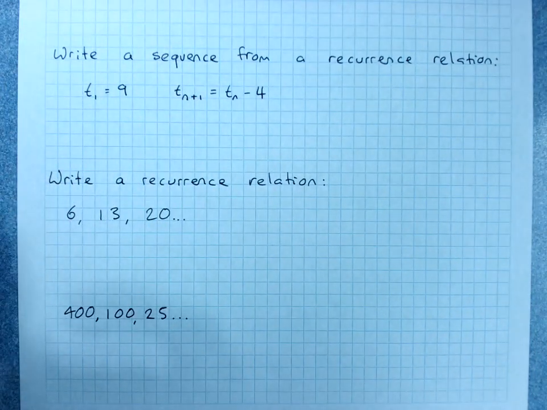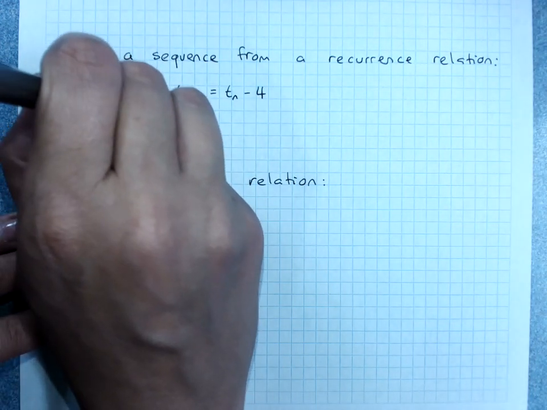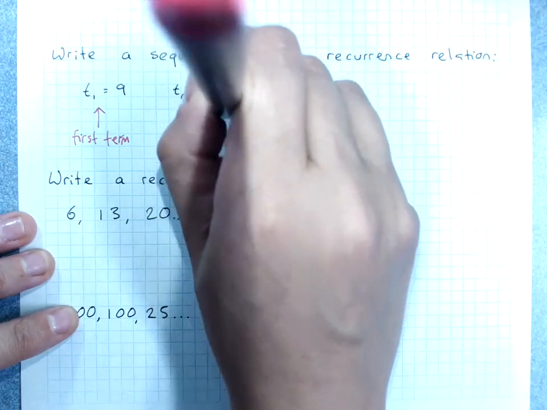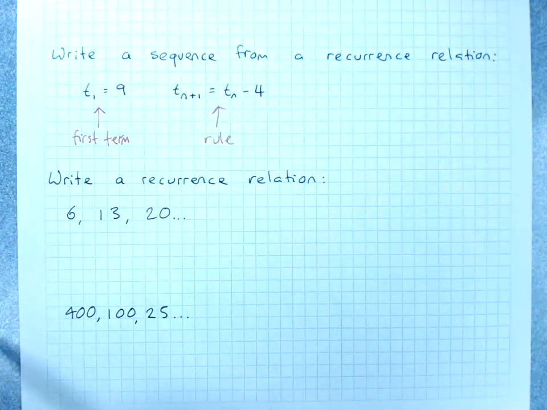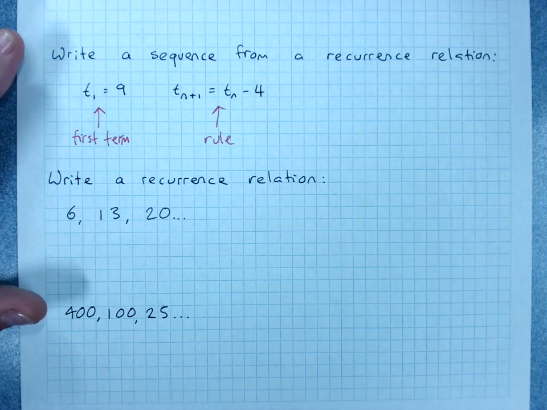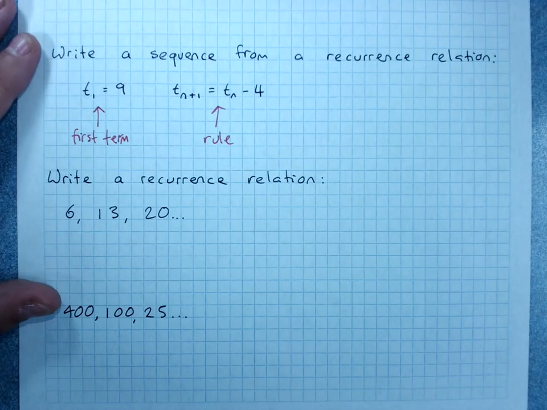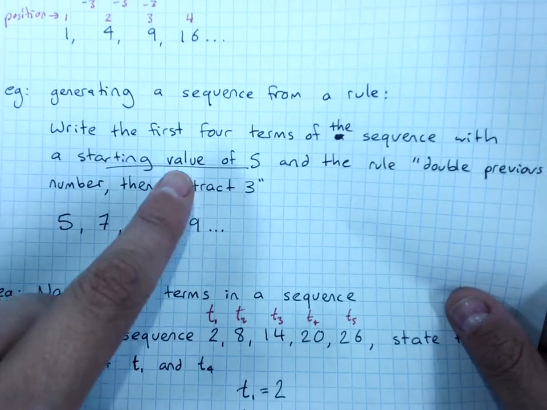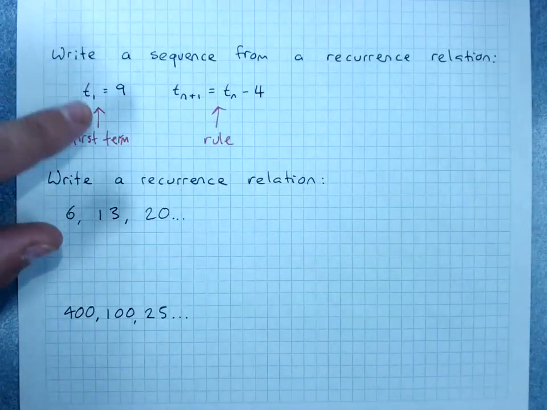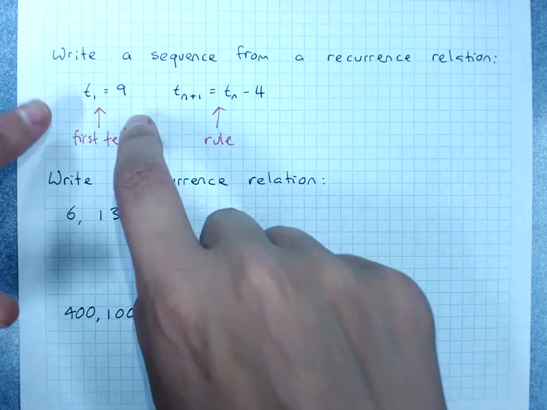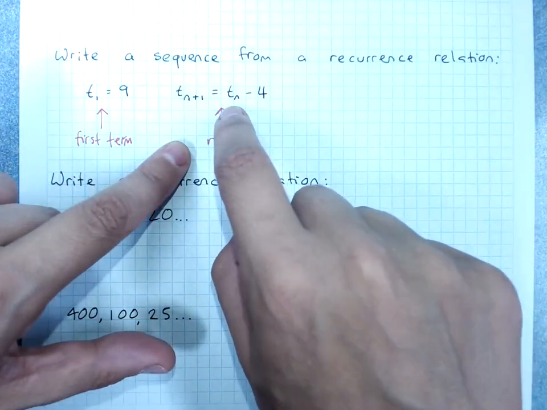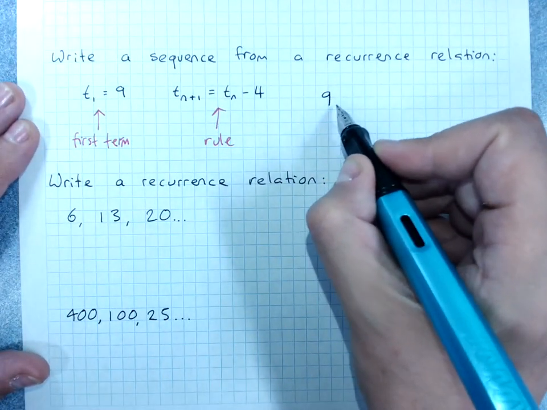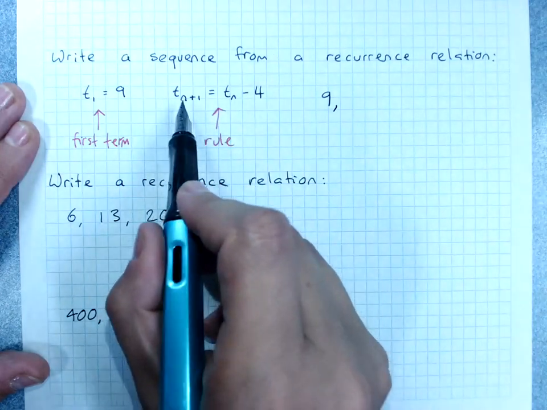A recurrence relationship has 2 parts. It's got the first term, so where you start, and the rule. How do you get the next term from the previous term? And that's really like the numbers that we did last lesson. Write the first 4 terms of the sequence with a starting value of 5, first term, and a rule. We've just made that more mathematical. Starting value of 9, and the rule is previous term take away 4. So of course you start with your first term, 9, and then use the rule to get the next term.